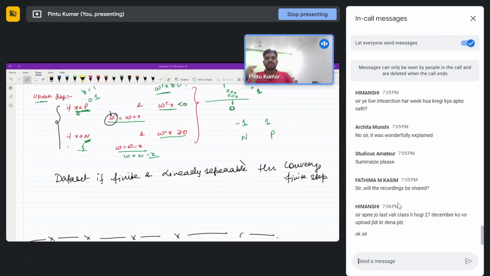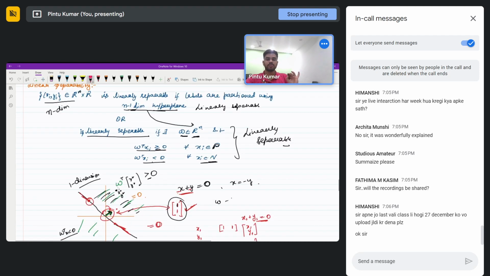Okay, so the condition is that if it is finite and linearly separable, then it will converge in a finite number of steps. Now, one thing I would like to say: whenever you will have a real life data set, there is a 99% chance that the data set that you will get is not linearly separable. So how do we tackle data sets that are not linearly separable? That we'll do further in this course, next week or onwards. So for today, the algorithm that we are doing is only for linearly separable data, and this is the update condition that we mentioned for the perceptron.